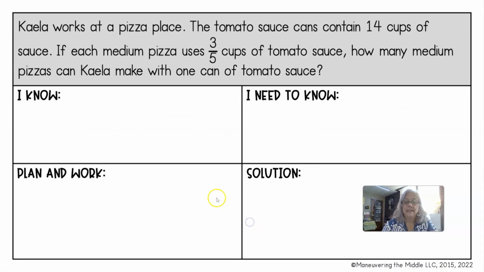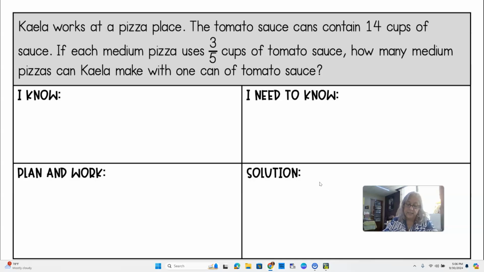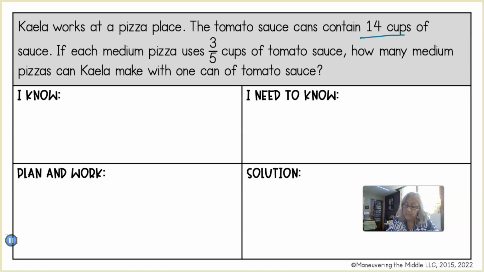And here's our last question on here. And it says, Kayla works at a pizza place. The tomato sauce cans contain 14 cups of sauce. Each medium pizza uses 3/5 cups of tomato sauce. How many medium pizzas can Kayla make with 1 can of tomato sauce? So, and this is how many with 1 can, okay?